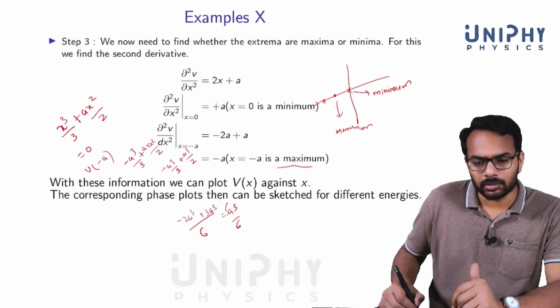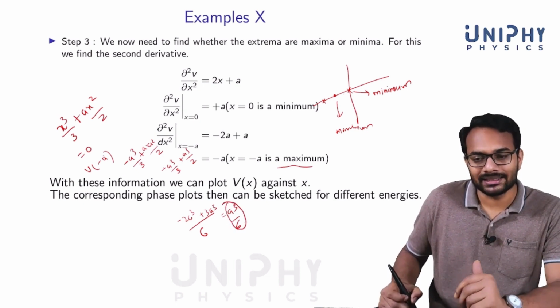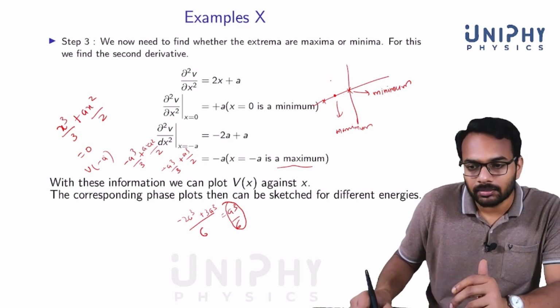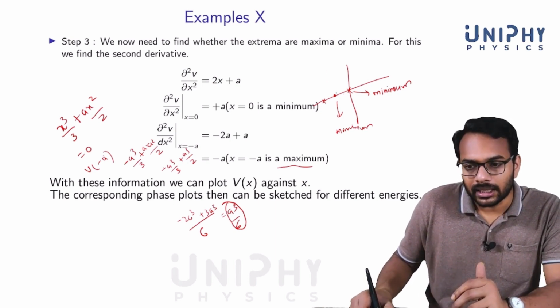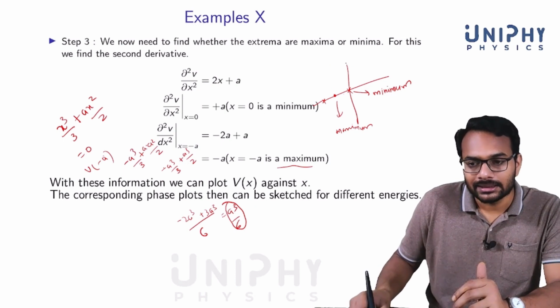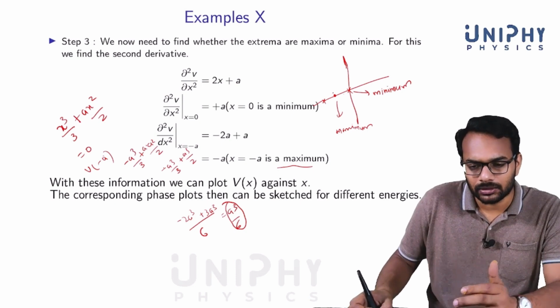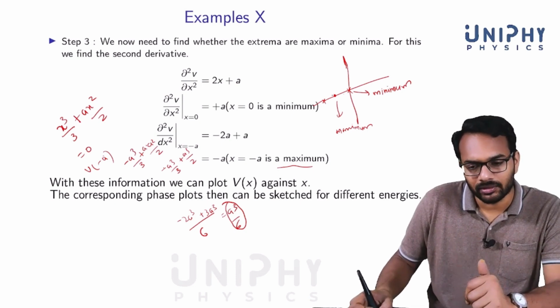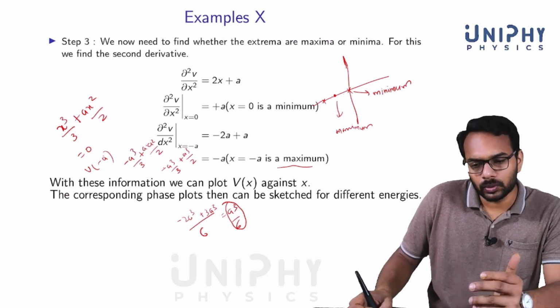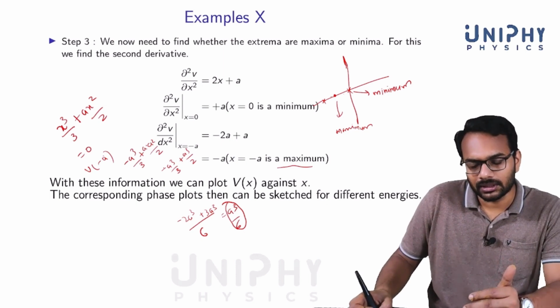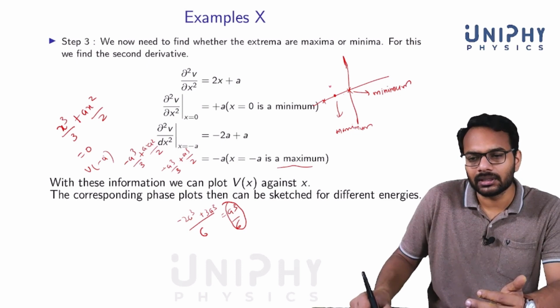So the value of the potential energy is positive. It's a cubed by 6 and we know that it's the maximum. So the maximum height is about a cubed divided by 6. If, let's say, a is 1, then a cubed by 6 is around 1 by 6. So that's not nice. We just need the qualitative behavior. If you take a equal to 2, it becomes 8 by 6, which is just about above 1.